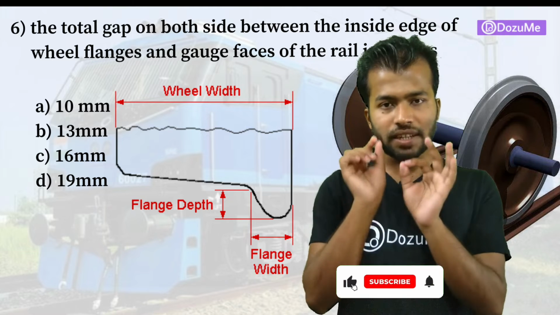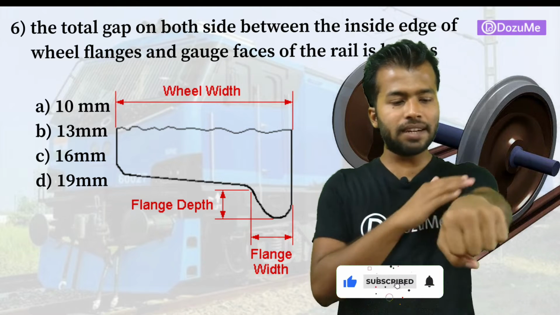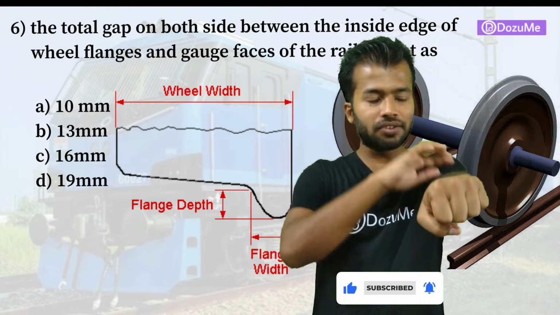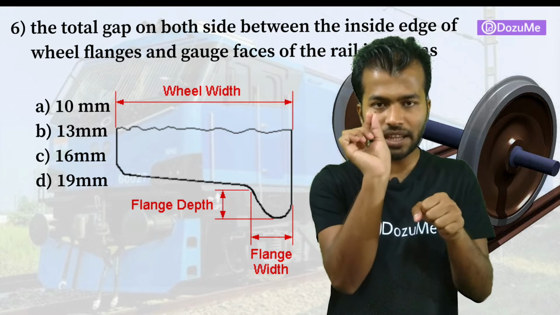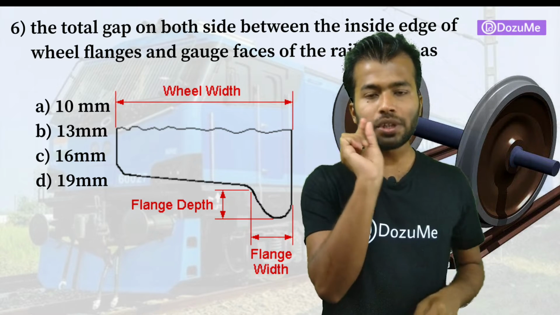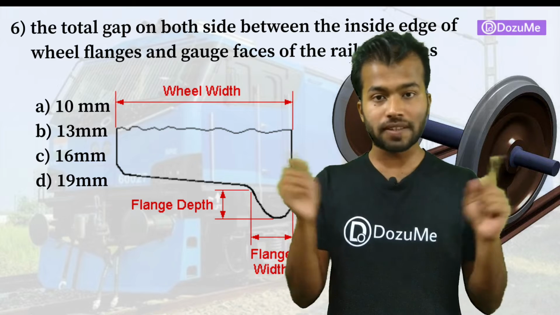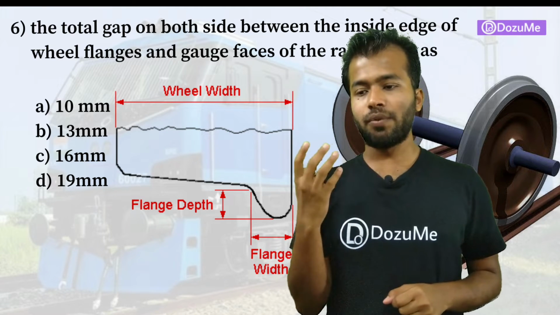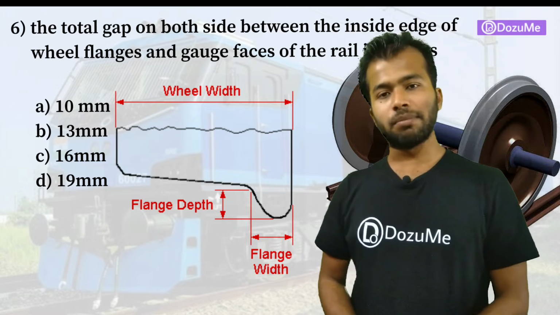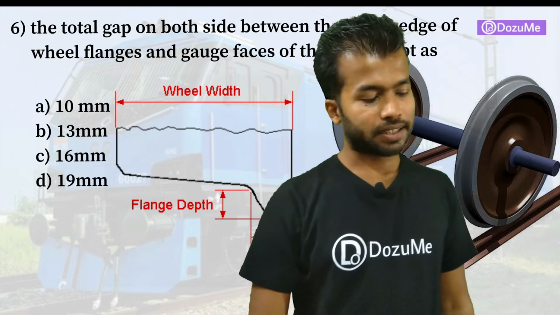And the distance between the gauge face, consider my hand is a rail and the train's wheel is moving over this. So the distance, the wheel flange and the gauge face distance, total we will take 19 mm, both the side. The total gauge distance we will consider, the gauge face and the wheel flange distance we will consider 19 mm. So option D will be the correct answer.